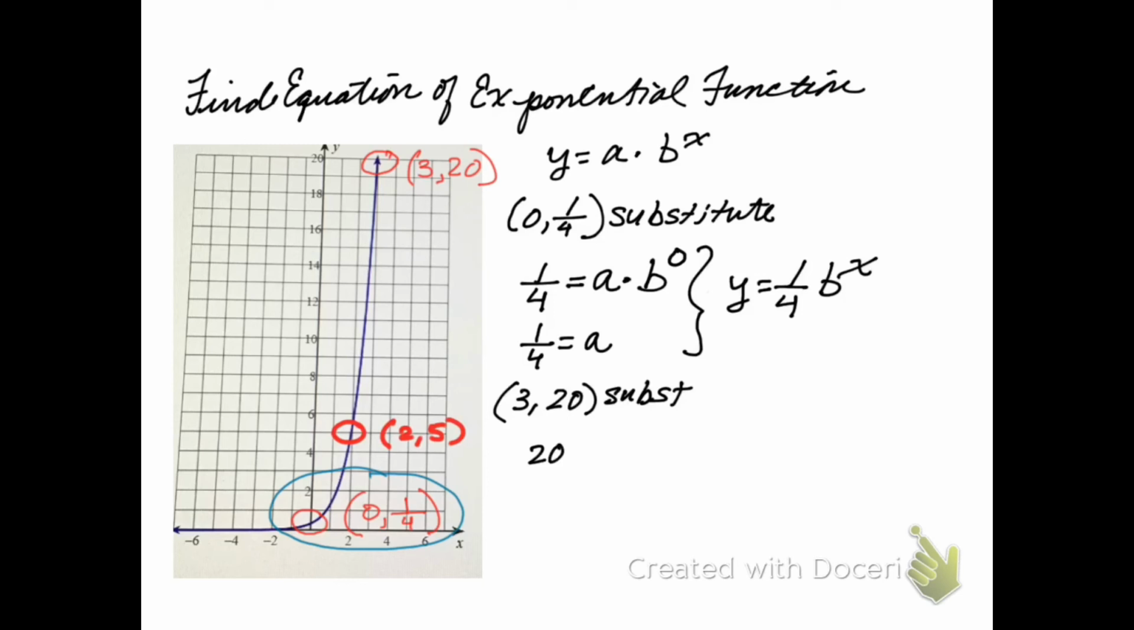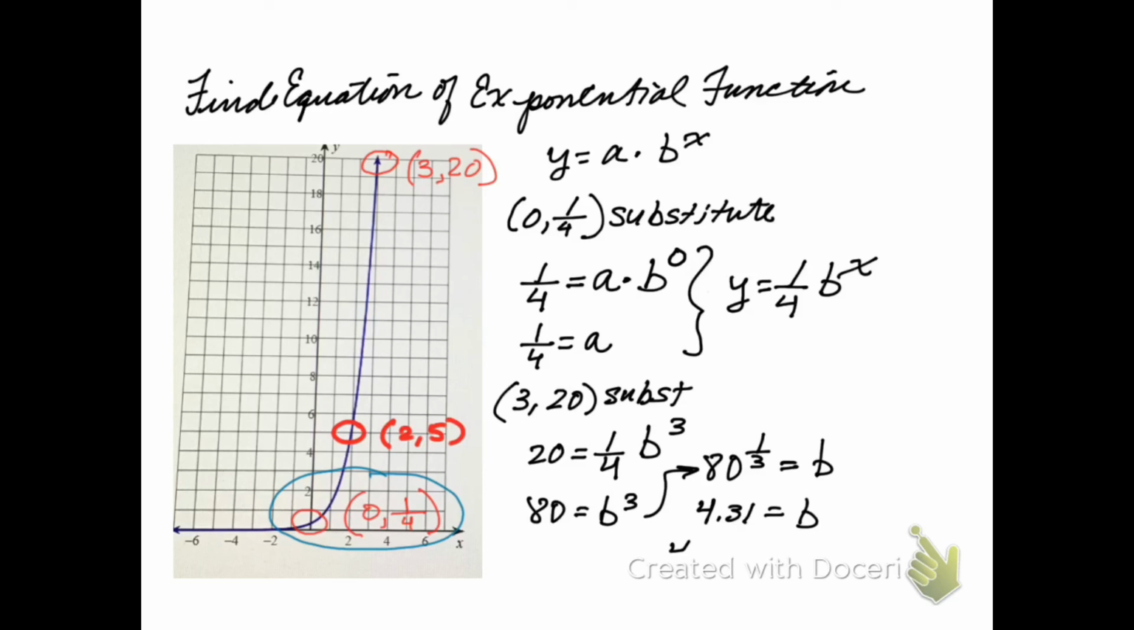So I've got y is 20, which is equal to 1/4 times b, which is what we're looking for, to the third. We're going to solve this for b, and I'm going to have 80 equals b to the third. Then if I take the cube root of both sides, or I could say I'm raising both sides to the 1/3, that's going to get me b. So now I'm going to key it into the calculator, and I get 4.31 is equal to b.